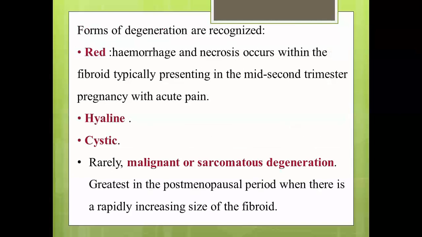What are the forms of degeneration? First, there is the red degeneration, in which there will be hemorrhage and necrosis within the fibroid, typically presenting in the mid-second trimester of pregnancy. And this patient will present with acute pain. Red degeneration occurs during pregnancy. The patient will present with pain, sometimes fever, and we will manage the patient symptomatically. We will not interfere with surgery; analgesia, fluids, antibiotics, and follow-up until she becomes well.